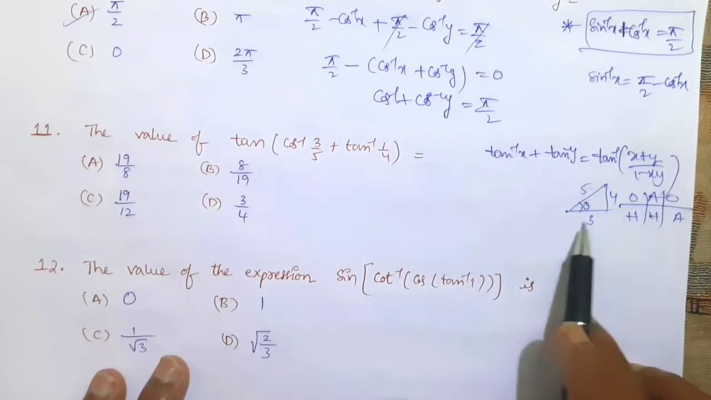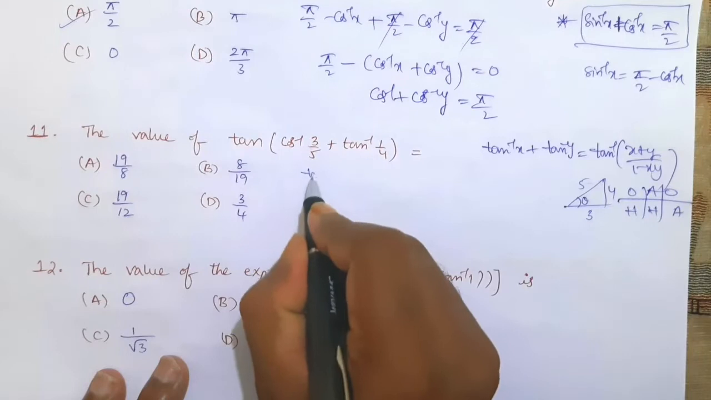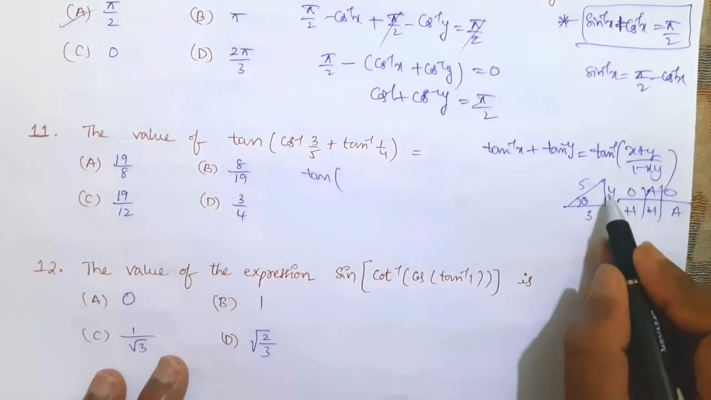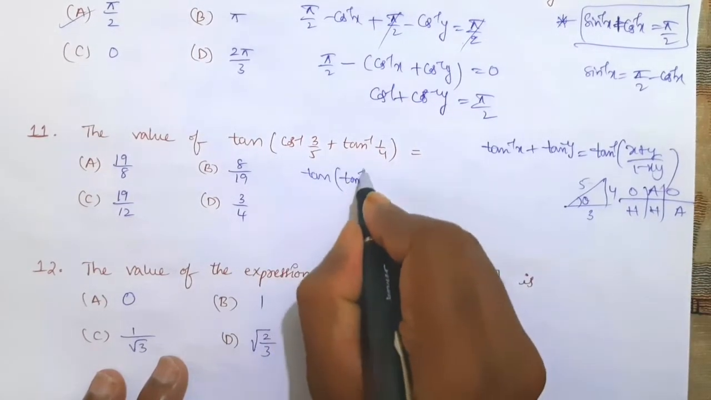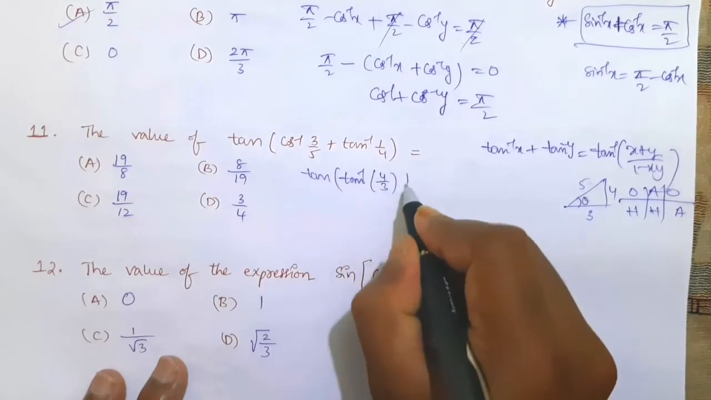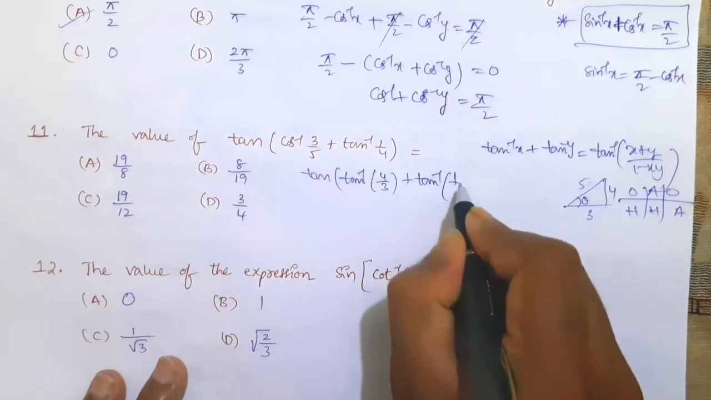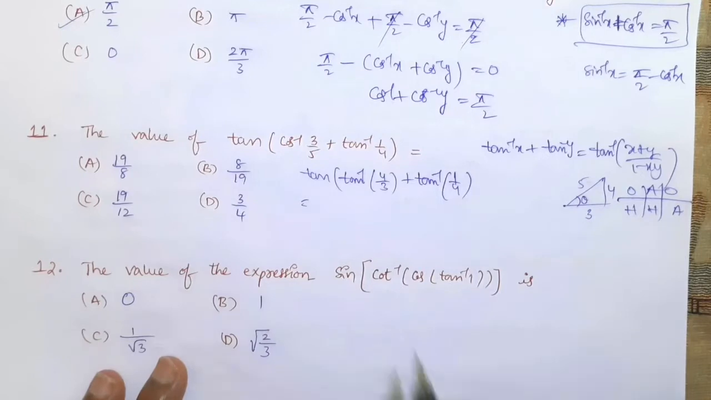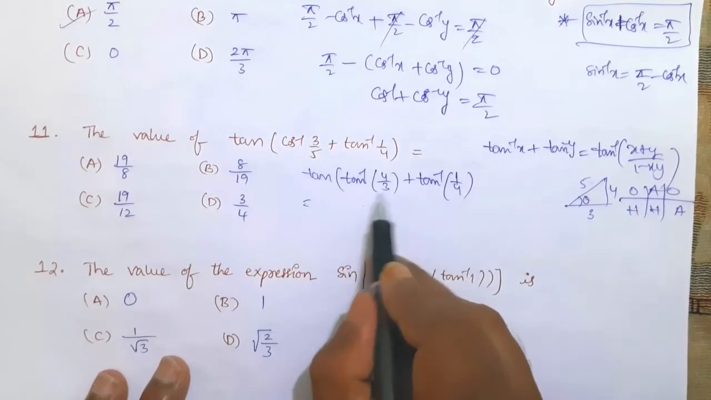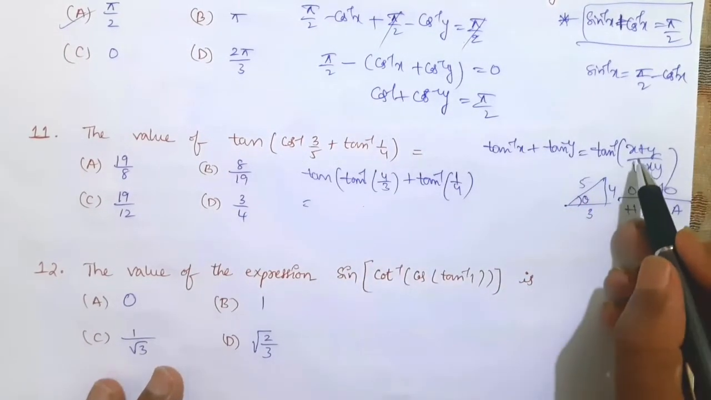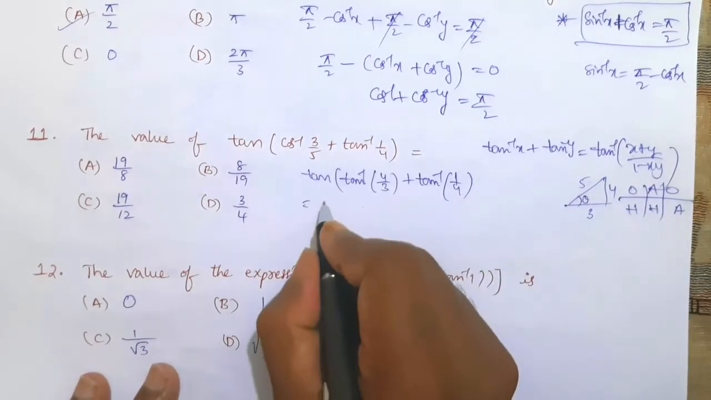What is opposite? 4 by 3. So this will become tan of cos inverse, which becomes 4 by 3. Nothing but tan inverse of 4 by 3 plus tan inverse of 1 by 4. Now we know the formula for tan inverse x plus tan inverse y, which is tan inverse of x plus y by 1 minus xy.